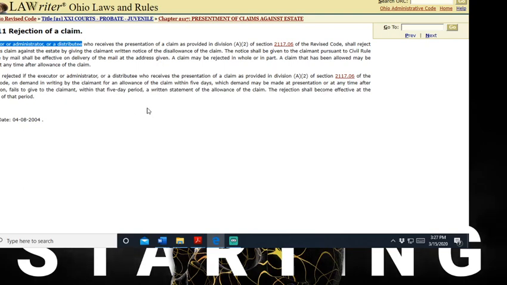So then they got the rules about a claim. A claim is rejected if the executor or administrator or distributee who received the presentation of a claim in Division A2 of this section of the BEYS Code on demand in writing by the claimant for allowance of a claim within 5 days, which demand may be made at presentation or any time after presentation, failed to give the claimant within the 5-day period a written statement of allowance of the claim, the rejection shall become effective at expiration of that period.